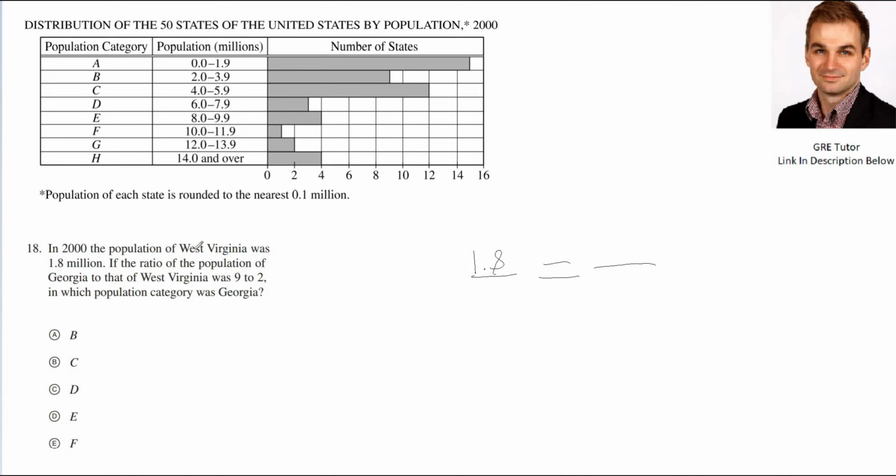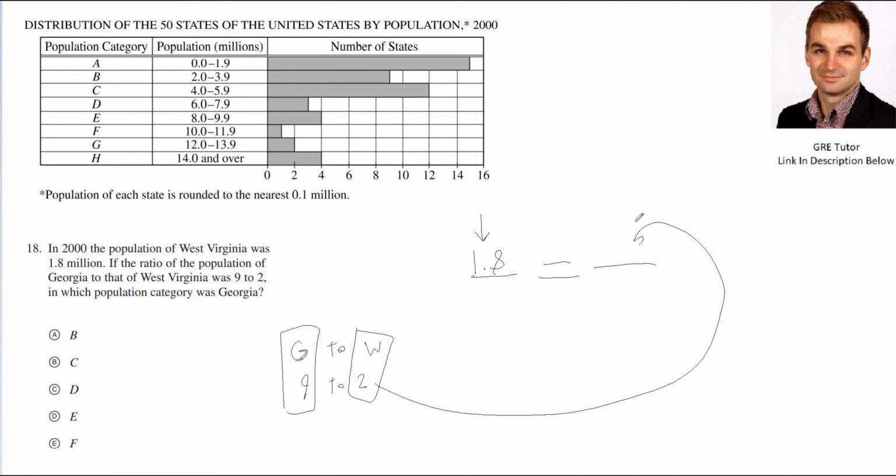All right, so West Virginia was 1.8. Georgia to West Virginia was 9 to 2. So when it says Georgia to West Virginia, 9 to 2, right? So now with West Virginia, you have 2, Georgia has 9. So that means if this is the population of West Virginia in 2000, and I'm going to be comparing it to this 9 to 2 ratio, the 2 goes right here. And that's where it's going to go. So you get the 2 here.